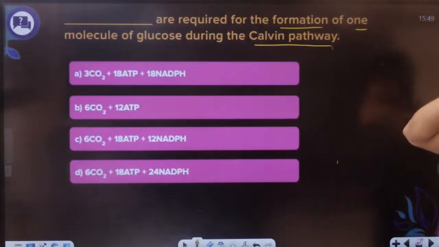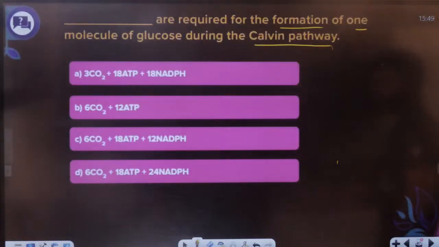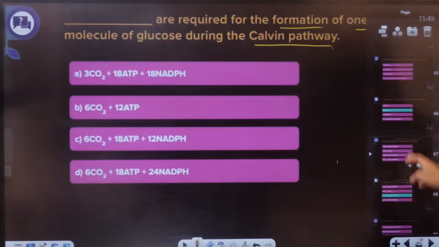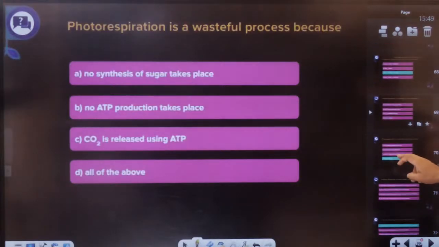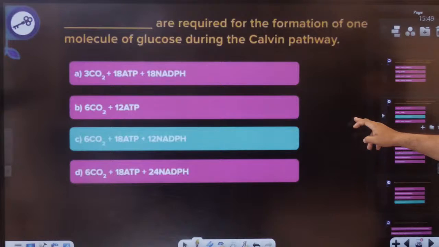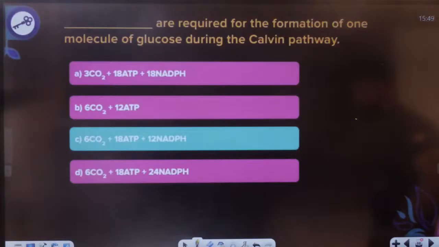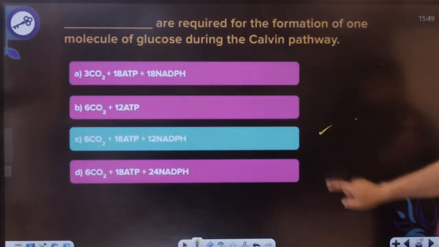Dash are required for the formation of one molecule of glucose during the Calvin cycle. Oh, students, I didn't teach you Calvin cycle, no? Students, Calvin cycle, and this is a very good question also. Okay, students, we will stop here because other questions are from your next chapter. I've taught you Calvin cycle, no, students? I forgot I taught you Calvin cycle. Okay, for one glucose molecule.